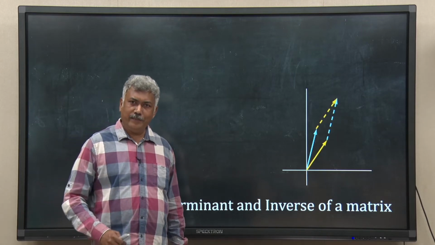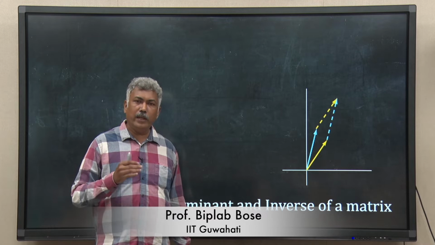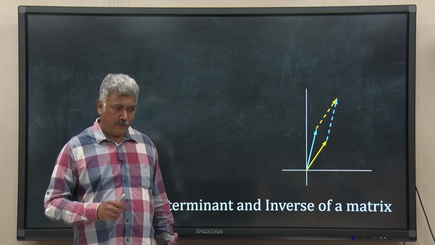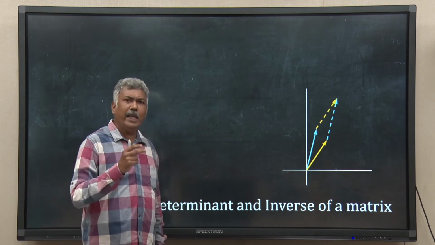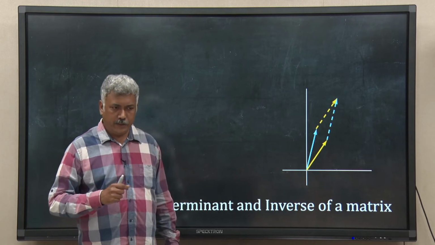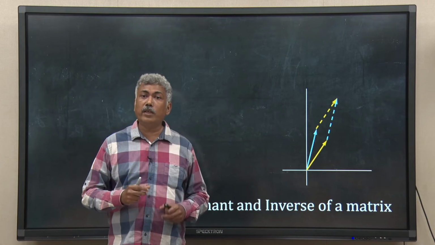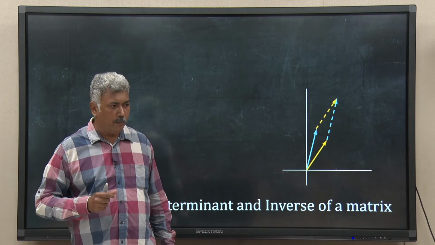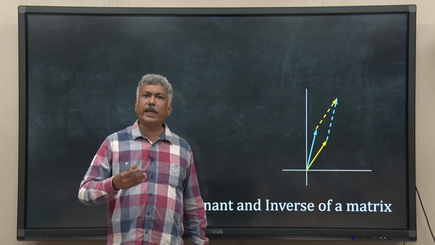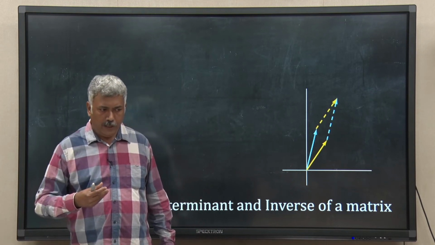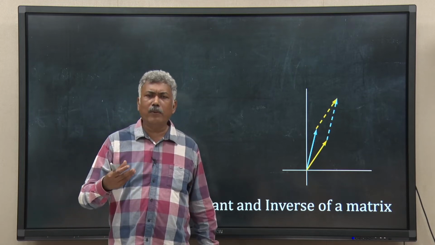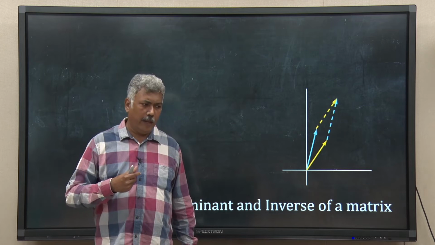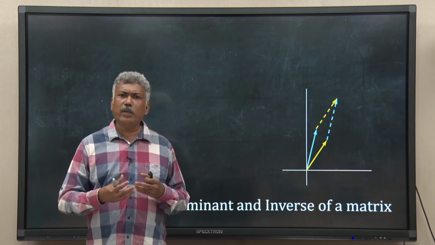Hello, welcome back. In this lecture, we will learn about the determinant of a matrix and the inverse of a matrix. Determinant is a scalar property of a square matrix, and calculation of the determinant of a 2 by 2 square matrix is very easy. You can do it by paper and pen, and you can also easily understand the geometric meaning of that. But it is a bit difficult to calculate the determinant of a matrix, suppose 3 by 3 or higher dimensional, and then understanding that also becomes a bit difficult.